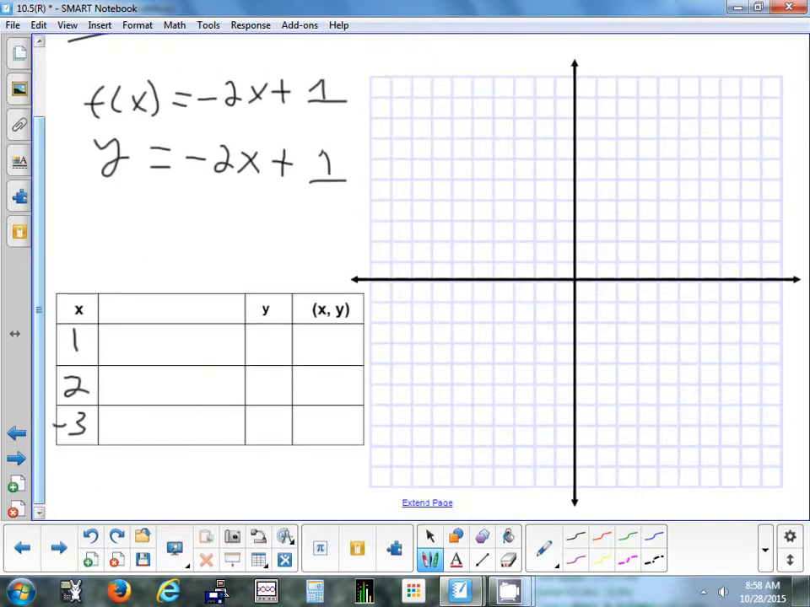So we got 1, 2, negative 3. What's my formula that I'm going to fill in the empty box? Negative 2x plus 1. All right, and then what I'll do, just to help you guys out, I'll fill in all the numbers. So we have negative 2, fill in a 1 for x. Okay, then we've got negative 2, fill in a 2, plus 1, and then fill in a negative 3.